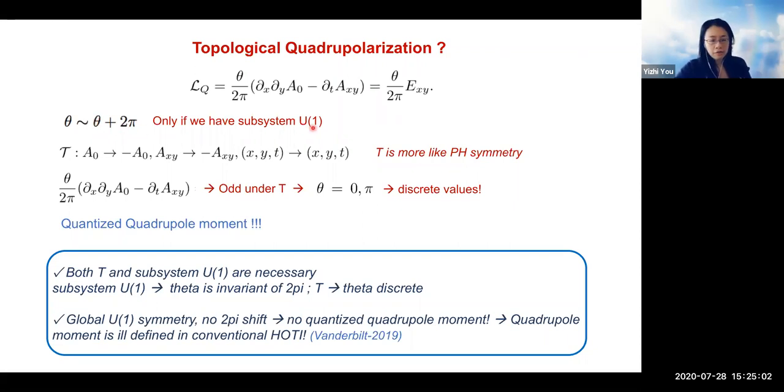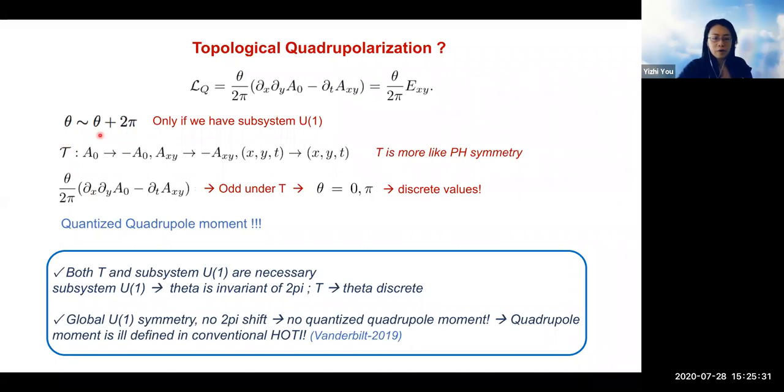And second, we have time reversal symmetry. This time reversal symmetry is primarily defined for the spin language. In the hardcore boson language, it acts more like a particle-hole symmetry. And after some symmetry analysis, what we'll find is that under time reversal symmetry, such a quadrupolarization term is odd. So theta needs to shift to minus theta under time reversal symmetry.